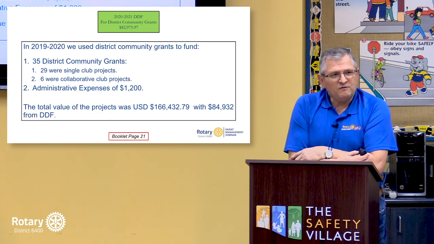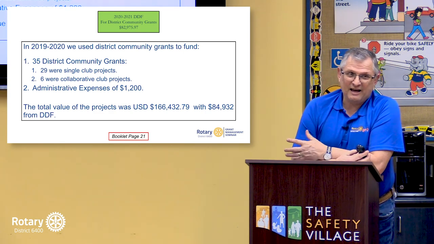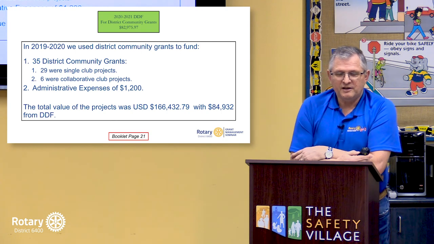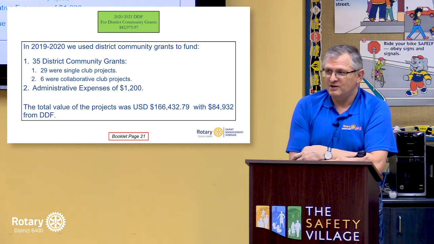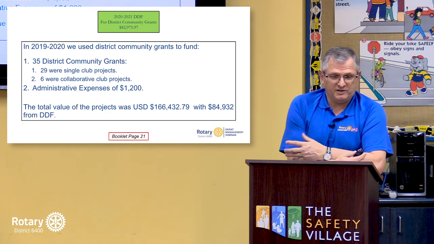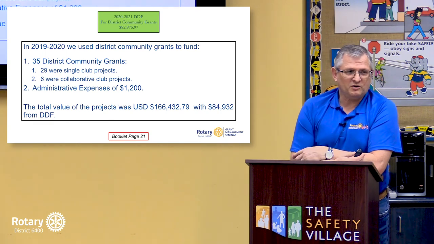The total value of all of these projects was $166,500. That's big. 84,000 of it came from the district designated funds last year, and the rest was from your club matching or from other cash donations towards the project. So that's a big impact on the local and international communities. We always have some that are done in international communities, but most are done in the local communities.